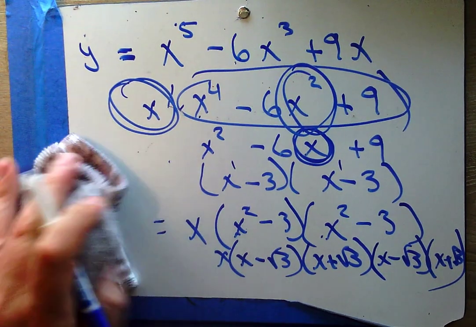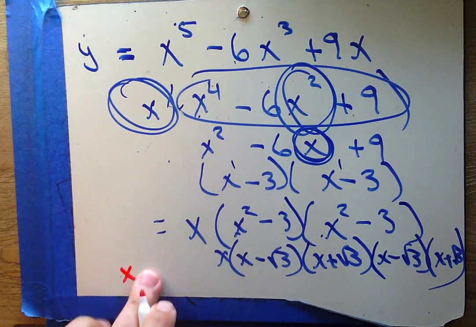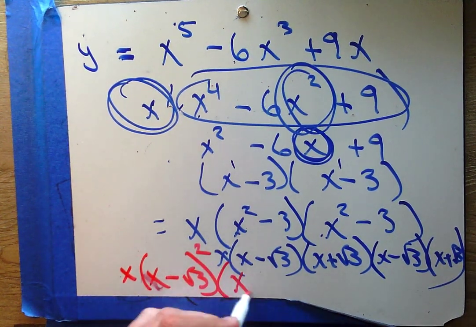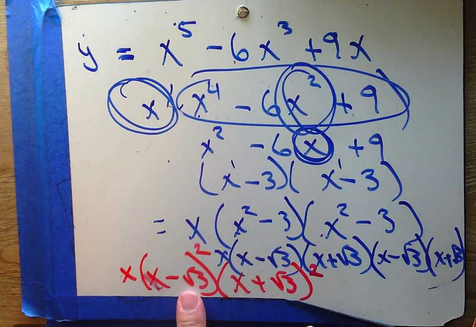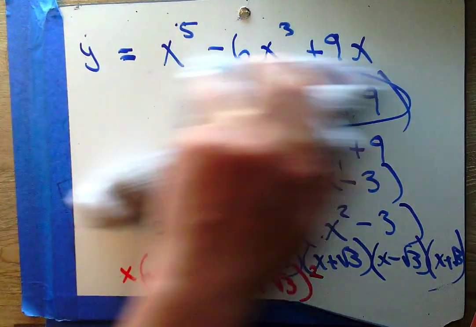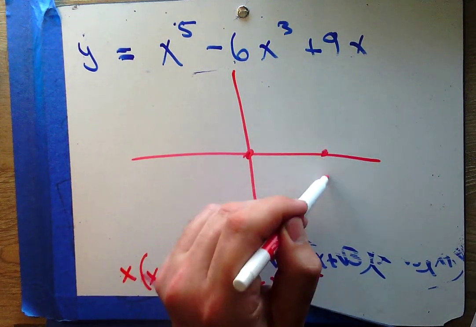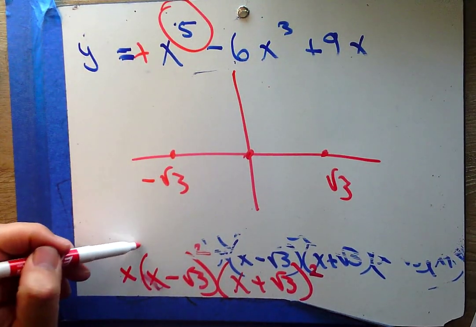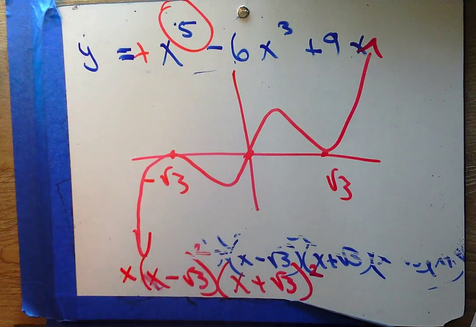So really what I could do here is write, I guess I'll change color so we have a chance of seeing it, x times x minus root 3 squared, because we've got 2 of them, and x plus root 3 squared, because we have 2 of those. And so look, at x equals root 3, we're going to bounce. And at x equals negative root 3, we're going to bounce. So, what do we have? We have 0, we have root 3, we have negative root 3. We have a fifth degree polynomial with a positive leading coefficient. So I'm bouncing, passing through, and bouncing. Kind of cool graph. Nice.